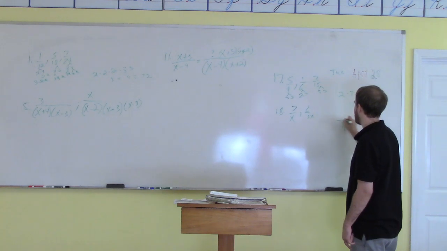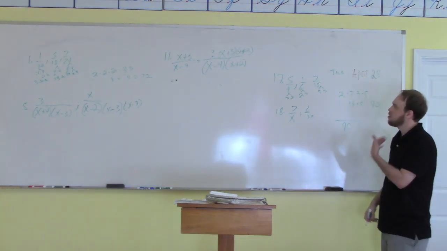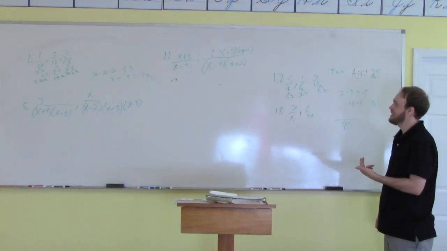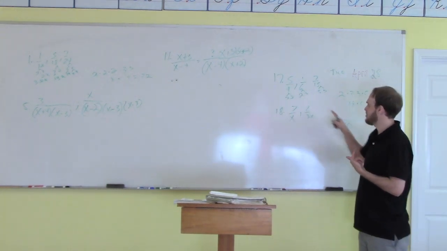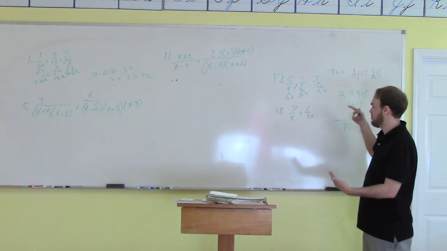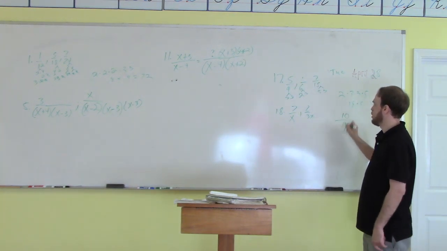So the denominator is going to be a 90. So the question is, what do you do to a 9 to get a 90? Well, you multiply by 10. So if you multiply 9 times 10 to get a 90, then you multiply 5 times 10 to balance it. So it'd be 50 over 90.